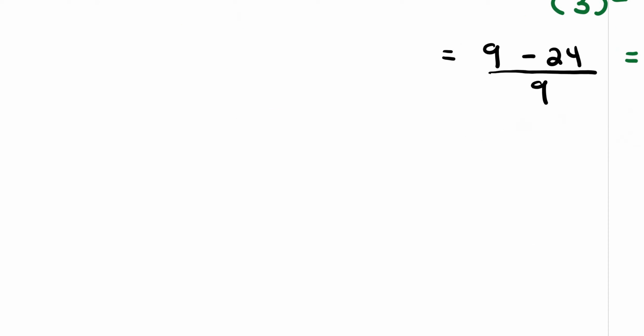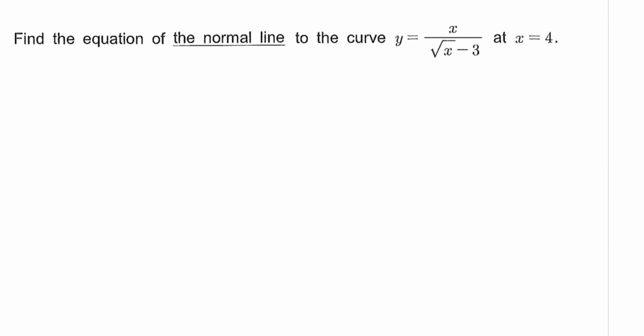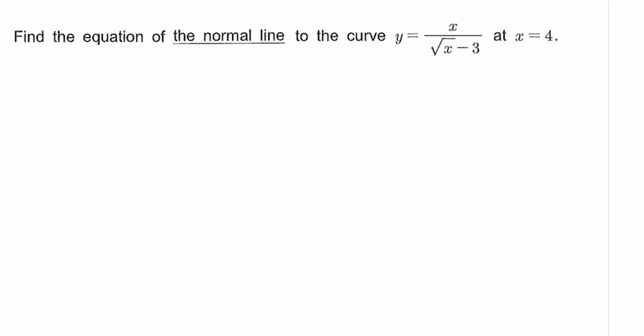Okay, let's move on to the next question. Instead of a tangent line, I have a normal line. This is still 90% the same thing as finding the tangent line. We just need to change the slope there. We know x is 4, so let's go ahead and find f of 4. We plug 4 back into the original function.